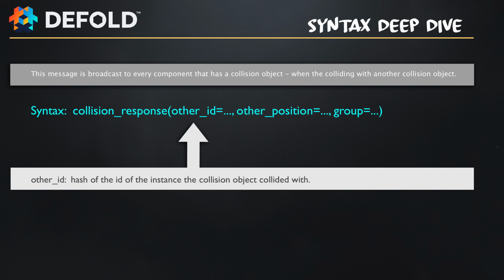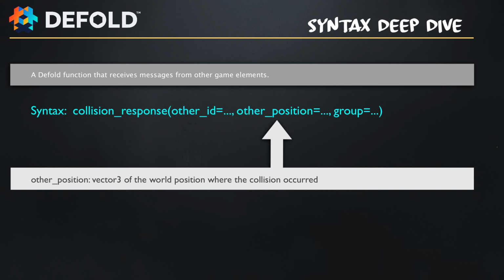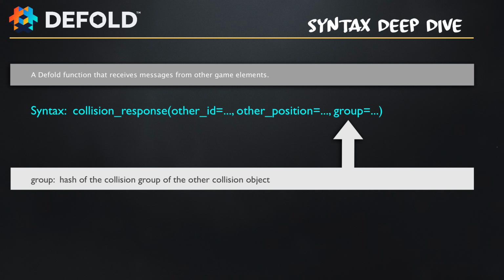Collision response. This message is broadcasted to every component of an instance that has a collision object when the collision object collides with another collision object. For the script to take action when such a collision happens, it needs to check on this message in its onMessage callback function. The message only reports that a collision actually happened and will only be sent once per colliding pair and frame. The following parameters. Other ID is the hash of the ID of the instance the collision object collided with. The other position is in vector3 format, and that's the world position of the instance the collision object collided with. Group. That's the collision group of the other collision object, again in hash format.